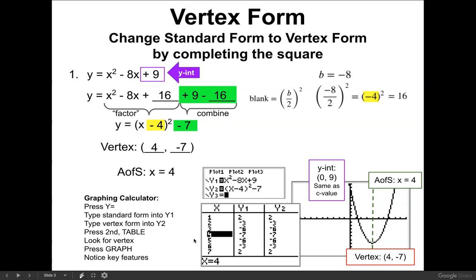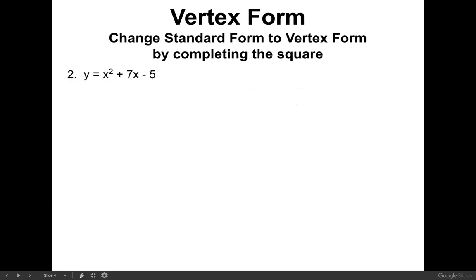Let's look at our next example. Number 2, we have y equals x squared plus 7x minus 5. We're going to need to complete the square. So do your plus a blank, minus a blank. So we have y equals x squared plus 7x plus a blank. Scoot that minus 5 out of the way and then do the minus a blank.